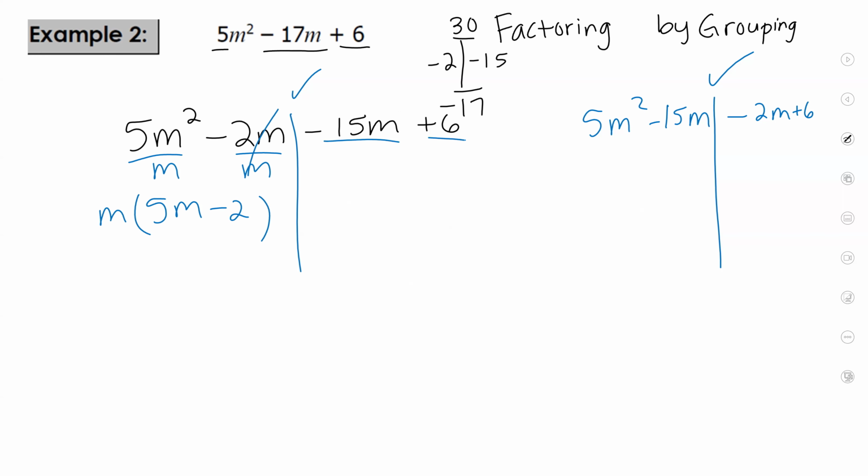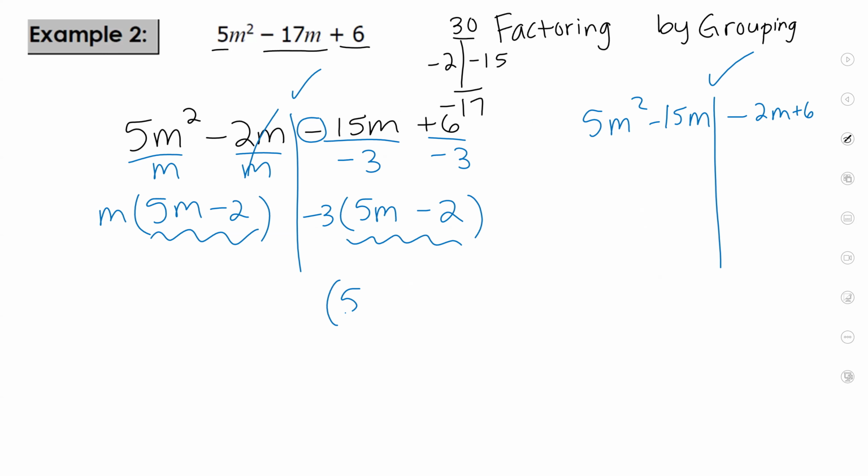This side, what can we divide by? Okay, since this is negative, we want to divide by a negative as well. So we're going to divide by negative 3. Negative 15 divided by negative 3 is 5. 6 divided by negative 3 is negative 2. You guys see how my parentheses match? That means we did this correctly. So that will go inside of one parentheses. What is on the outside will go in the other parentheses. So those are your factors.